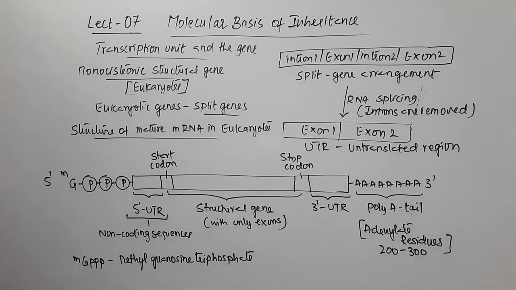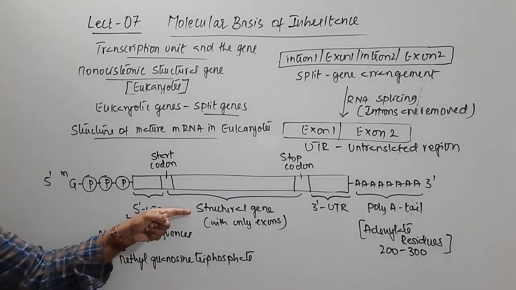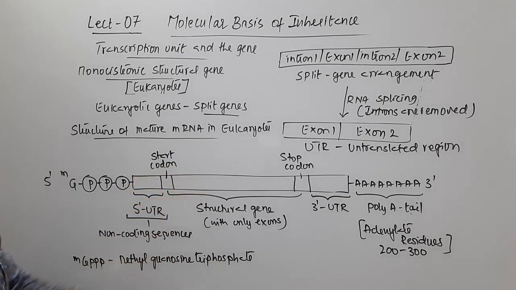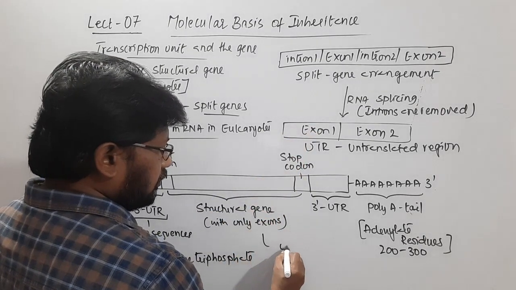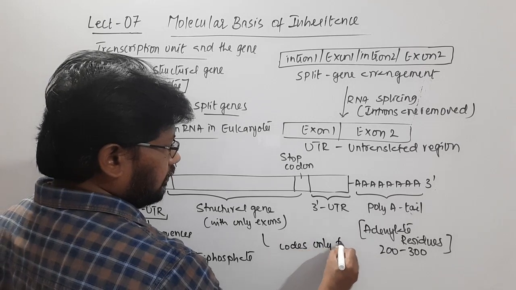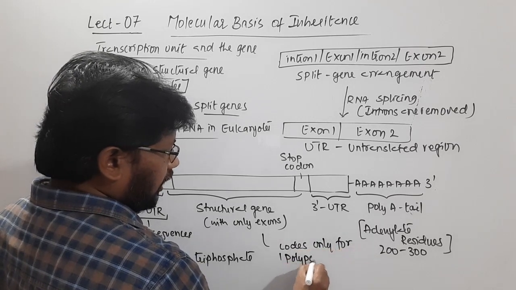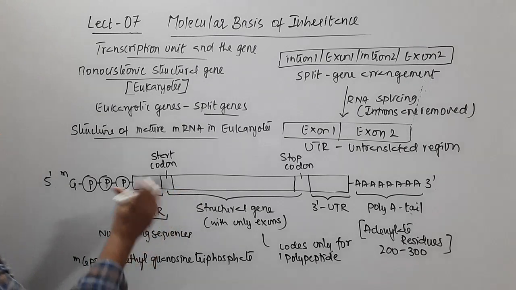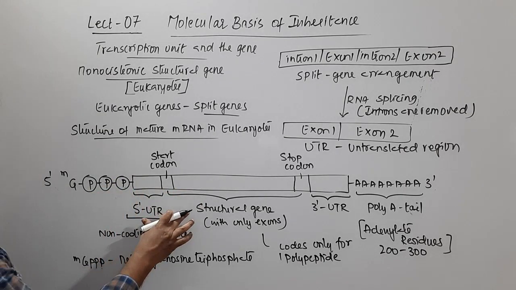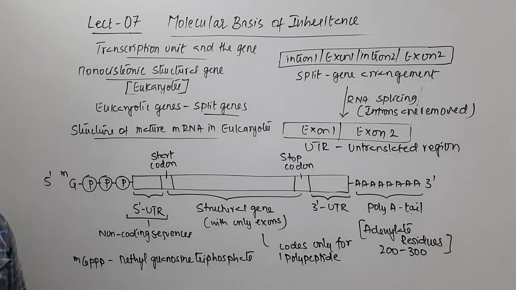Such additions we don't see in the mRNA of prokaryotes, right? So this is the final structure of the mRNA molecule, and you can see here only one structural gene. So this whole mRNA is going to code for only one polypeptide, whereas in prokaryotes, we have seen that it codes for more than one polypeptide.